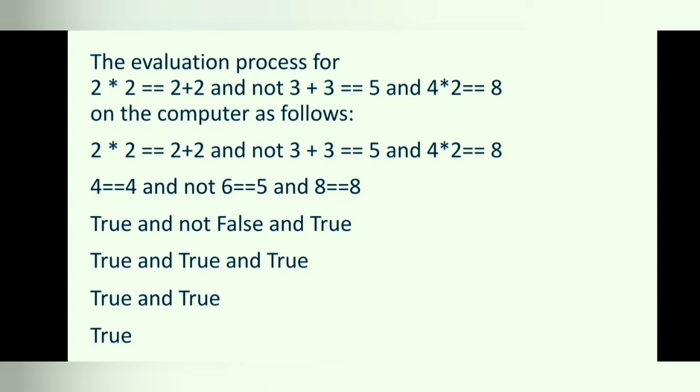Then logical operators are evaluated. Python evaluates the logical operators not first, then AND operators, and finally the OR operators. So the expression True and not False and True will be evaluated as follows: not False will be True, giving True and True and True. Then the AND operators are evaluated, so True and True and True will be evaluated to True and True. And then it will be evaluated to one Boolean value: True and True, the result is True.